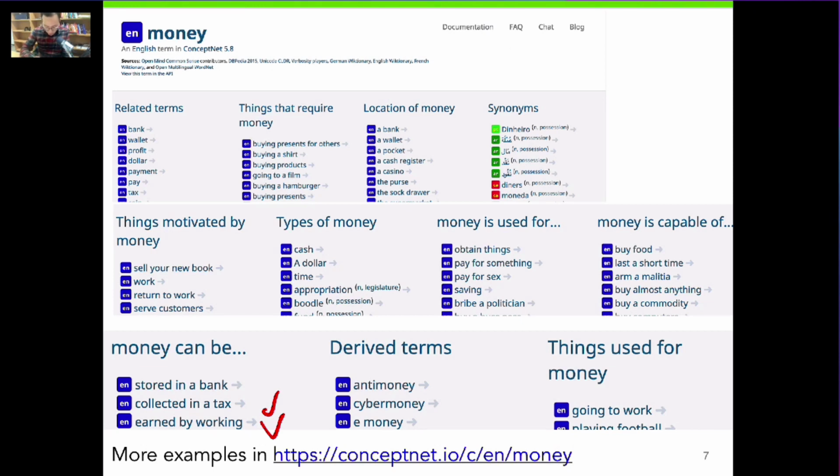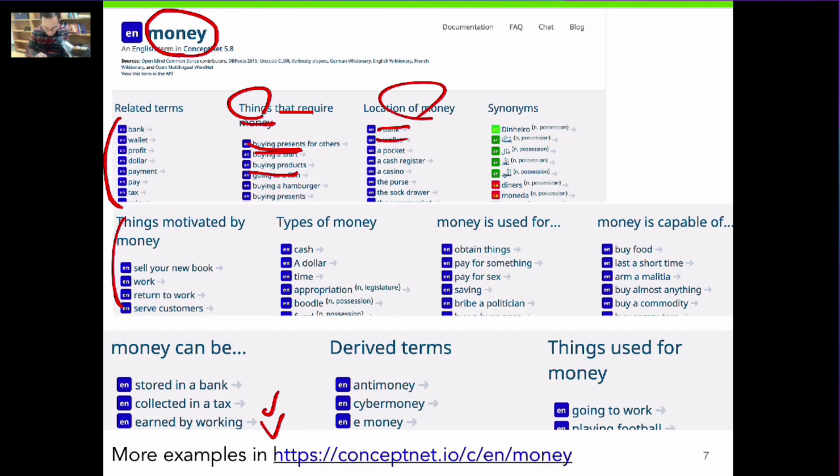And so these are widgets. When I search money, we can see that they are related to the bank, wallet, and profit and dollar information, and the things that require money. So this is the relationship name, and you need money to buy search and product and going to film, right? The location, the money as bank wallet, they all look very useful, right?